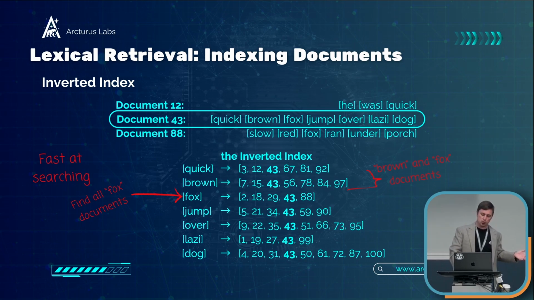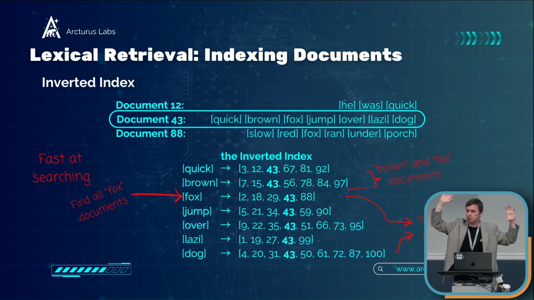And you can even do really quick queries for like Boolean stuff. Brown and fox, I just take those two lists, find all the documents that are in both, and then send those back. And or would be doing the union of those two sets.